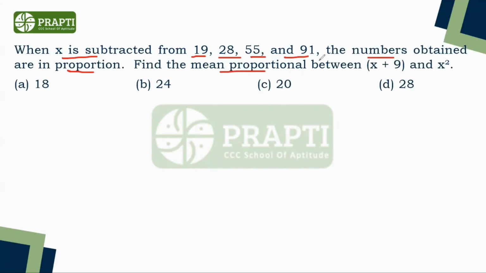Find the mean proportional between x plus 9 and x square. So we have to find the mean proportion. Before that, what do we need to know? We need to know the value of x. So let's see the first statement, what is mentioned.